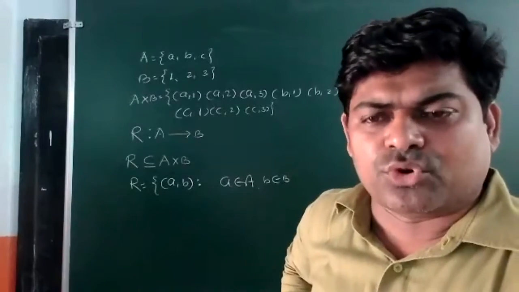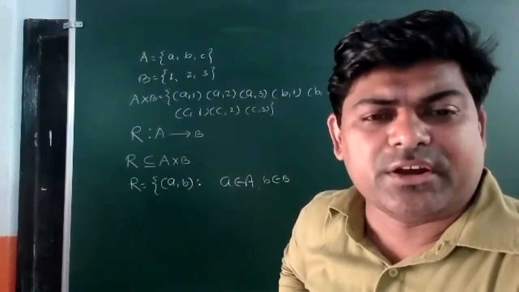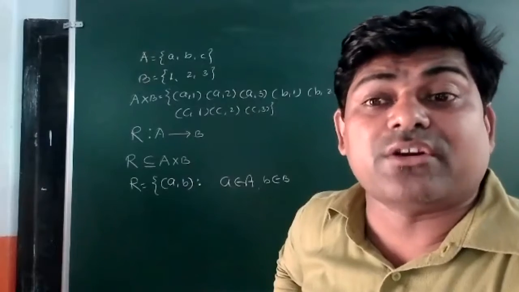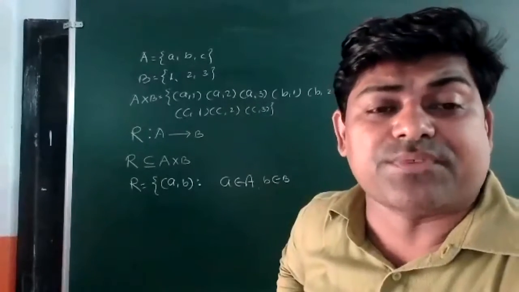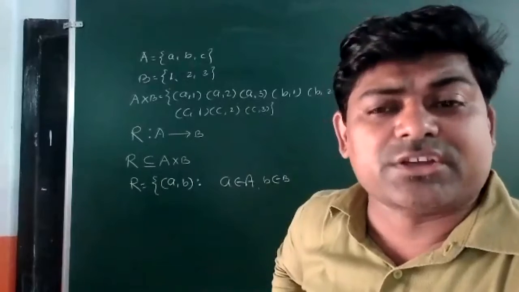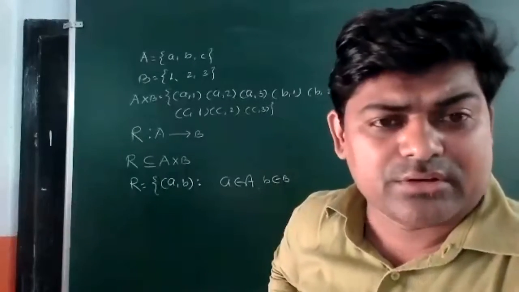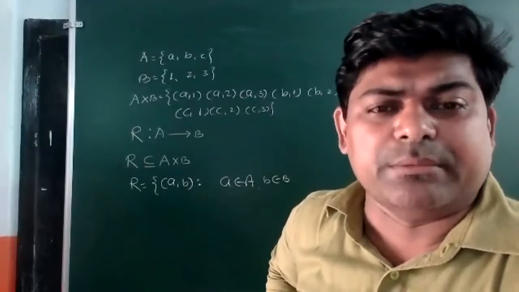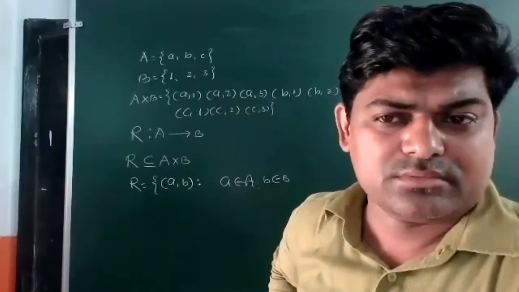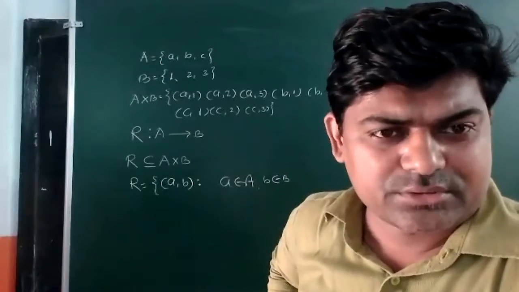In the same way, there is one more phrase. If it is written that the relation is defined on A, it means it is defined from A to A. B is not there. It means the first and second elements both should be from A only. Are you getting what I want to say?